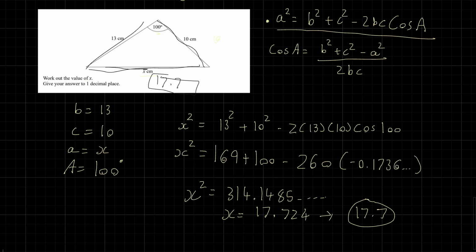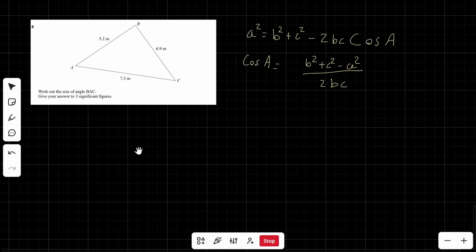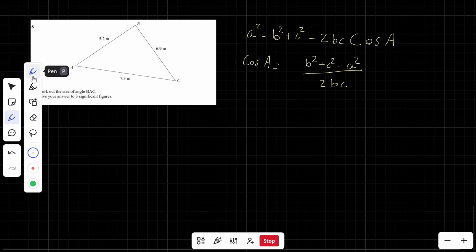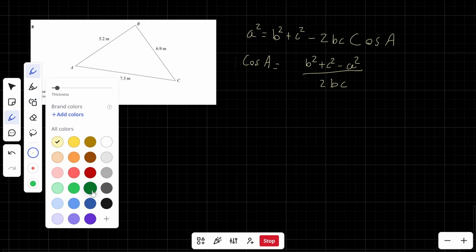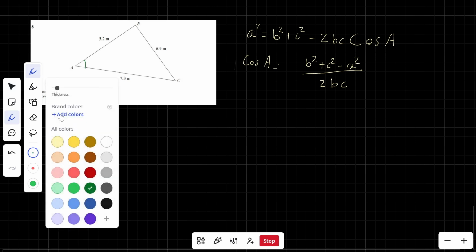Okay, let's go through one more example. Right, look at our final example here. Give you a chance to pause the video and give it a go. But here we're now trying to find the angle. We're trying to find the angle BAC. So just let me show you what angle that is. Because A is in the middle, it's going to be this angle. BAC is this angle here.